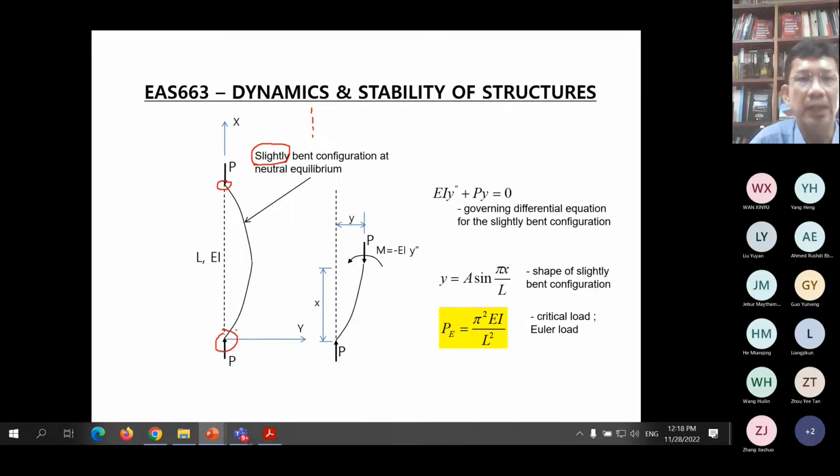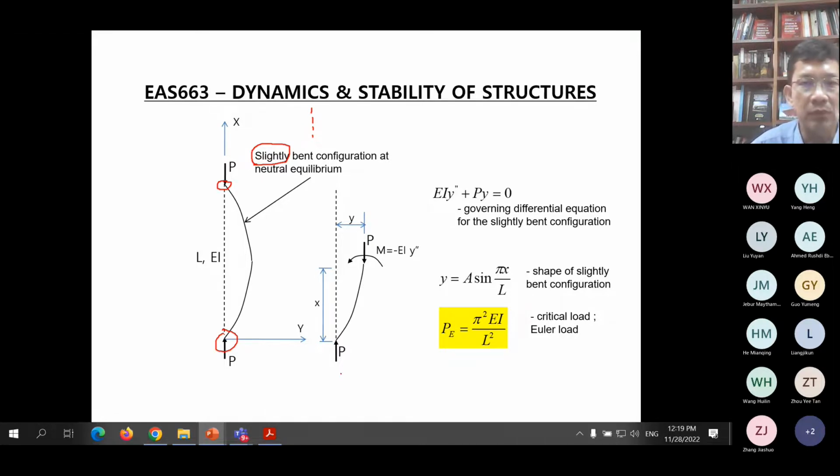What is the shape of the slightly bent configuration at neutral equilibrium? This slightly bent configuration is the equilibrium position which is possible at neutral equilibrium together with the straight one. Remember again, class, at neutral equilibrium there are two possible equilibrium positions, the straight one and the slightly bent one. So this is the first thing that we do in trying to get the critical load using the concept of neutral equilibrium, and this is called the method of neutral equilibrium.